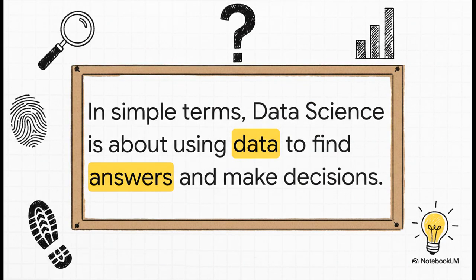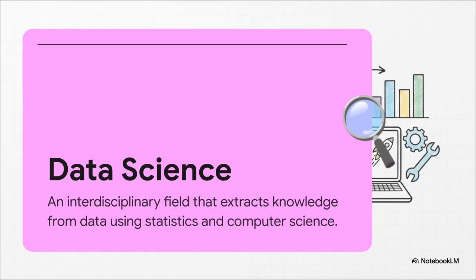This is the easiest way to think about it. Imagine you're a detective. All the data out there, well, that's your collection of clues, fingerprints, witness statements, locations. Data science is just the process of piecing all those clues together to figure out the story they're telling and to solve the case. Now, for your exam, you are going to want to remember this formal definition.